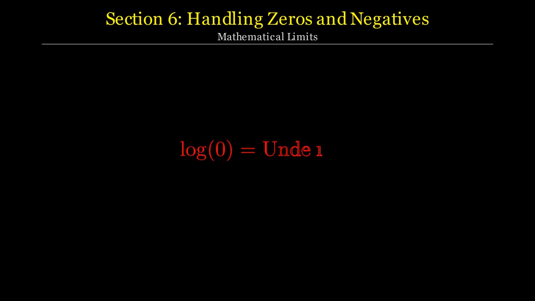Section 6. Handling zeros and negatives. There is a catch. Logarithms are only defined for positive numbers. If your dataset contains zeros or negative values, a simple log transformation will fail. In these cases, analysts often use techniques like the log+1 transformation or the inverse hyperbolic sine to handle those tricky zero values without losing data.